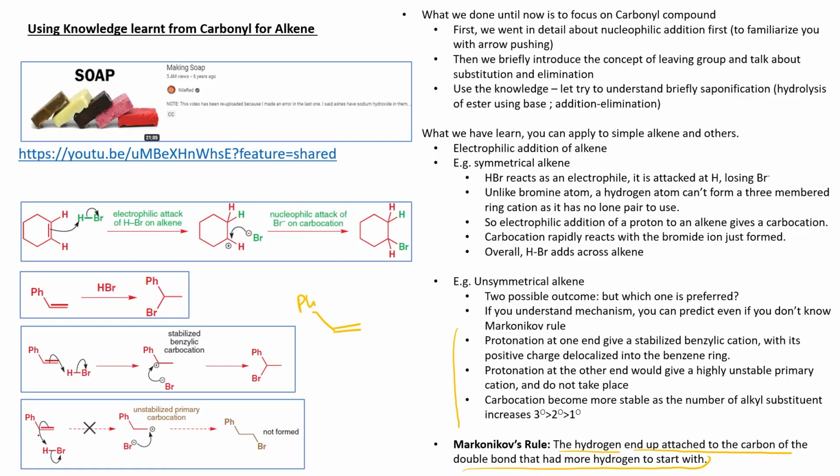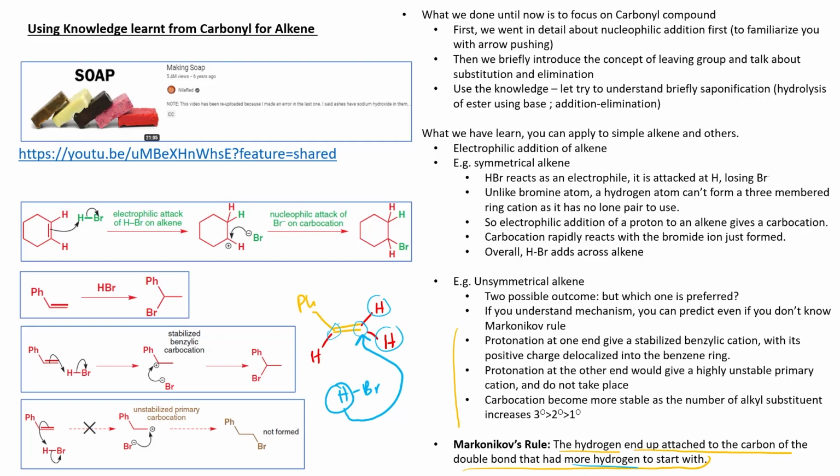Let's say I draw the hydrogen. You have 2 hydrogen here and 1 hydrogen here. So the Markovnikov rule says that if you have HBr, the hydrogen here will attach to the carbon of the double bond that has more hydrogen to it. So meaning this, they will go here instead of here. Because this carbon here has more hydrogen. Okay, so that is the Markovnikov rule.